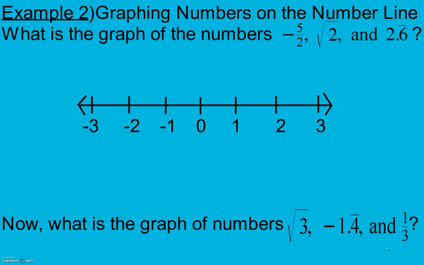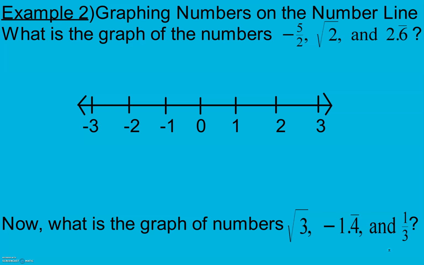In example 2, we're going to graph numbers on a number line. The purpose of this, guys, is when we only have two things, we can compare them fairly easily with less than, greater than, less than or equal to, or greater than or equal to. But anytime we have more than two, to put them in order, a number line is helpful.